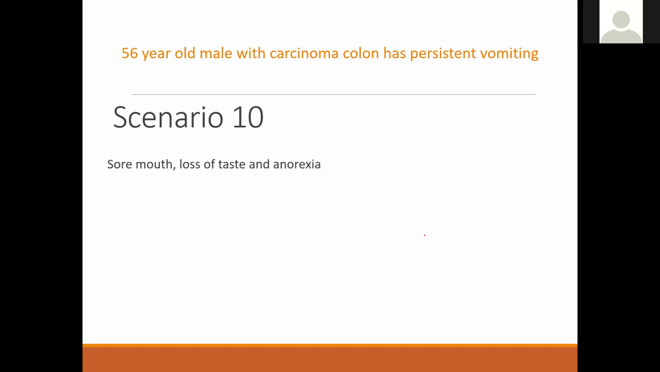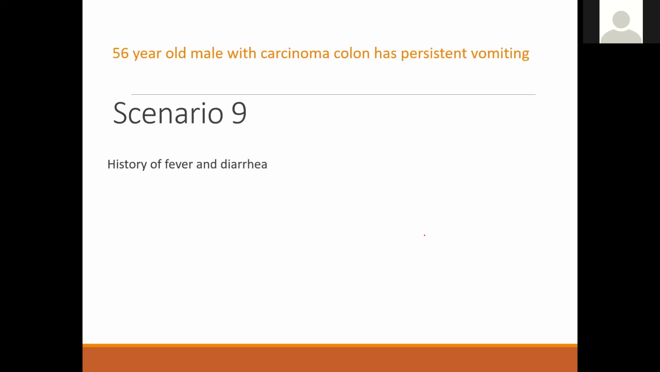And the last, I think probably this is the second last. There is a history of fever and diarrhea along with vomiting. So here we are dealing with infection. We have to treat with appropriate antibiotics or antivirals, whichever we think will be the cause.